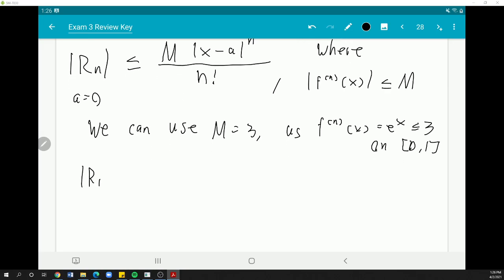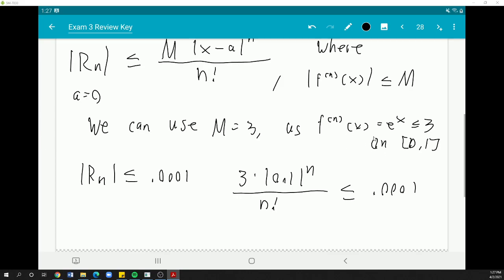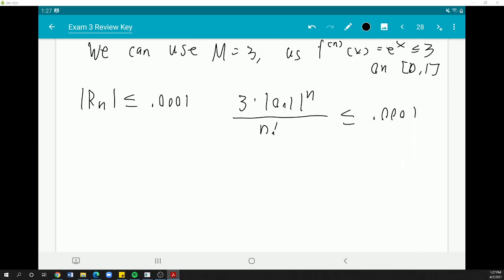So we need R_n to be less than or equal to, we want it to be within 3 decimal places. So for safety, we go out one more. We need this to be less than 0.0001, because then we'll really get a good idea of what it's supposed to be. And so I need 3 times 0.1 to the n over n factorial. We need this to be less than or equal to 0.0001, because then by Taylor's inequality we'll be good. And so we would just keep plugging in values until we get what we need.